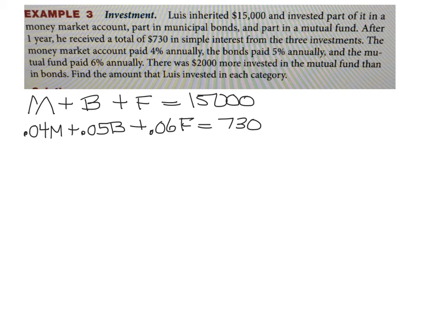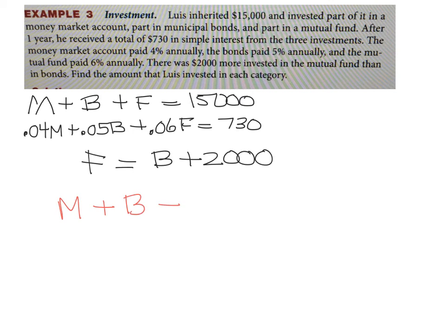Now you need one more equation. Your last equation says there was $2,000 more invested in the mutual fund than in the bonds. So if you were going to write that as an equation, your mutual funds equals the bonds plus $2,000. So if you were going to solve this, the first thing I would do is rearrange your equations so that they're all nice and lined up. So M plus B plus F is 15,000.